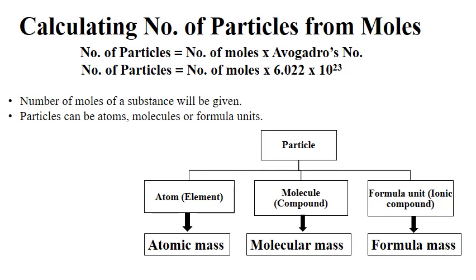So this formula can be number of atoms is equal to number of moles into Avogadro number for an element. For a compound, this formula will be number of molecules is equal to moles into Avogadro number. And for an ionic compound, this formula will be number of formula units is equal to number of moles into Avogadro number. So we know that we can use this one formula to calculate number of atoms, number of molecules, or number of formula units.